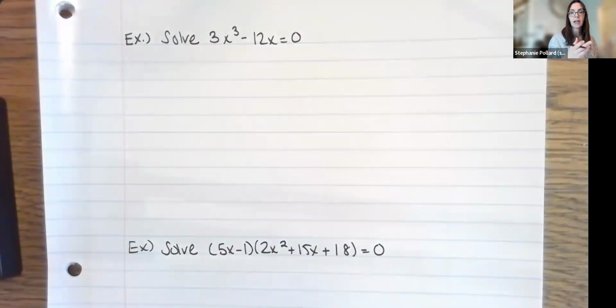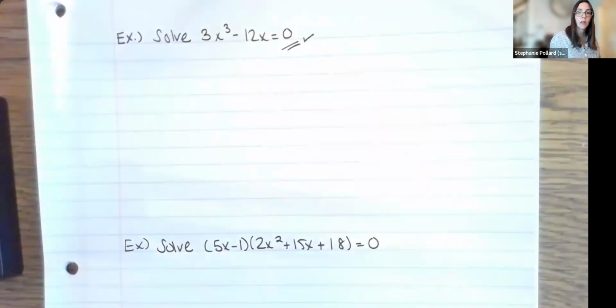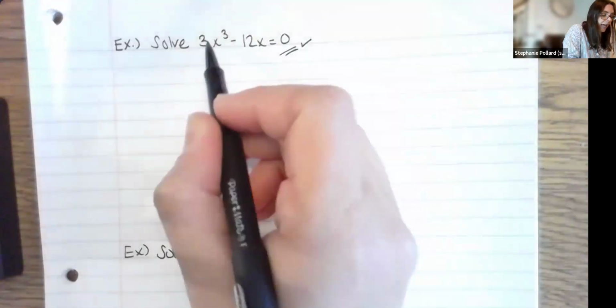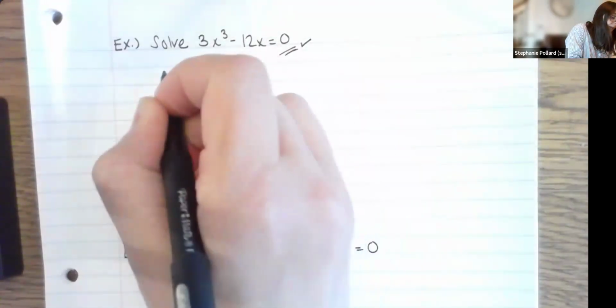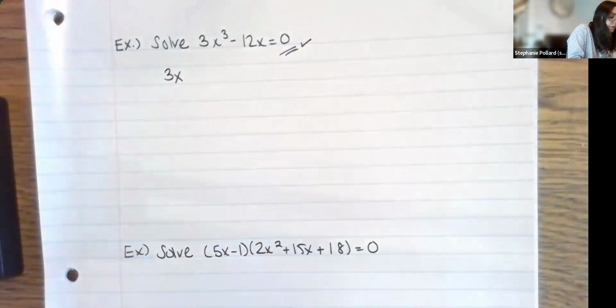So as long as I can factor it, I can still use that strategy of setting it equal to 0 and then setting each factor equal to 0 to solve. I have equal to 0 to start, which is great. So now I'm just going to work on factoring the left side of this polynomial. I do notice that both of these groups have a factor of 3 and x in common. So I'm going to take out the GCF first here.